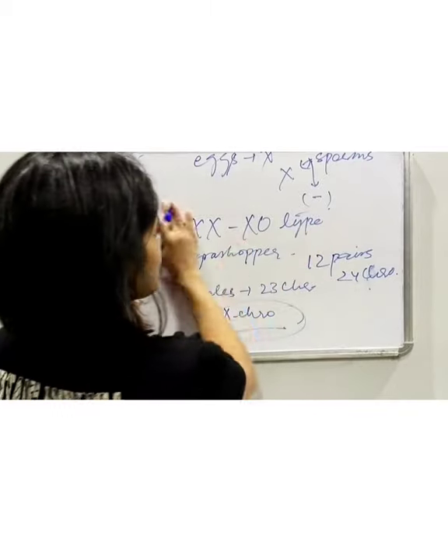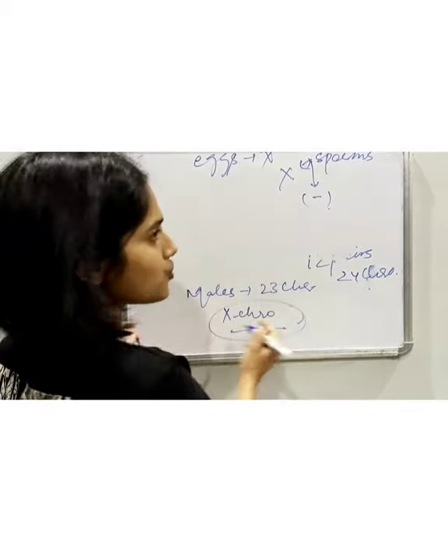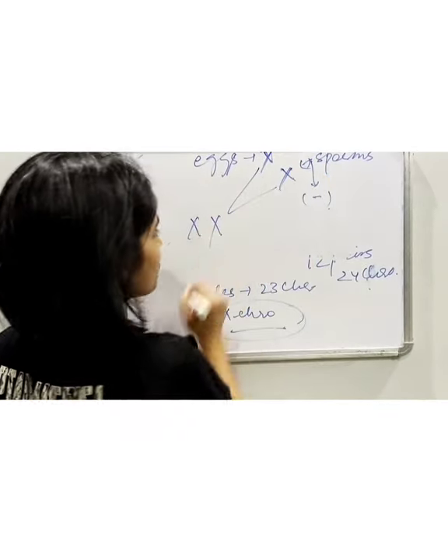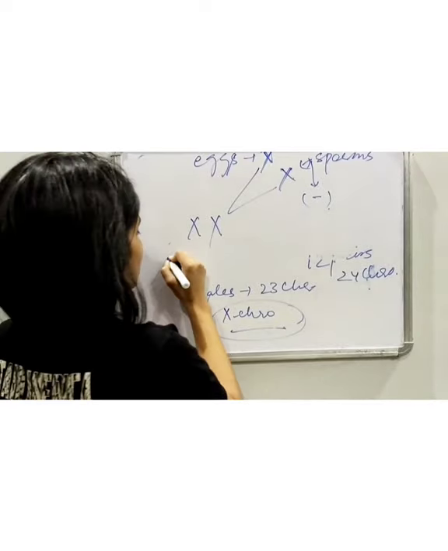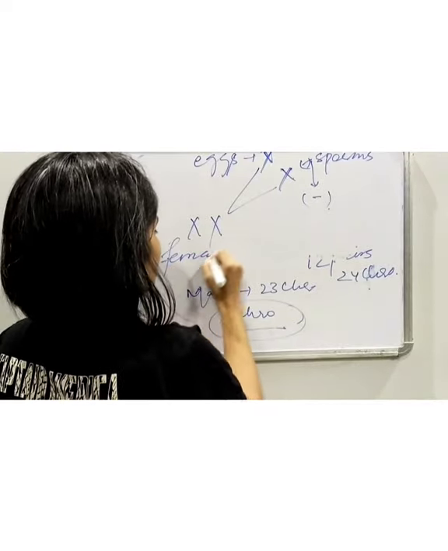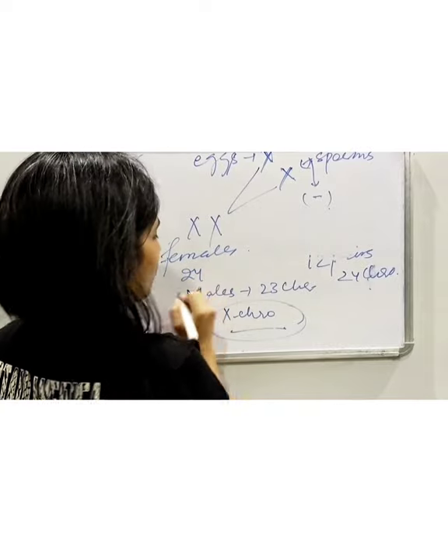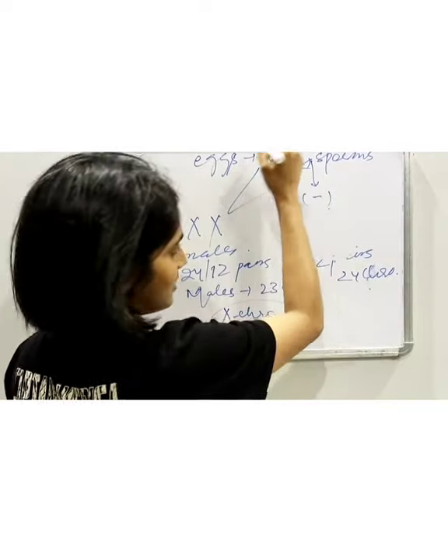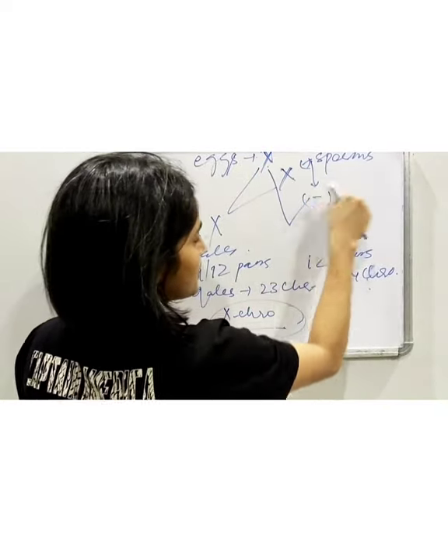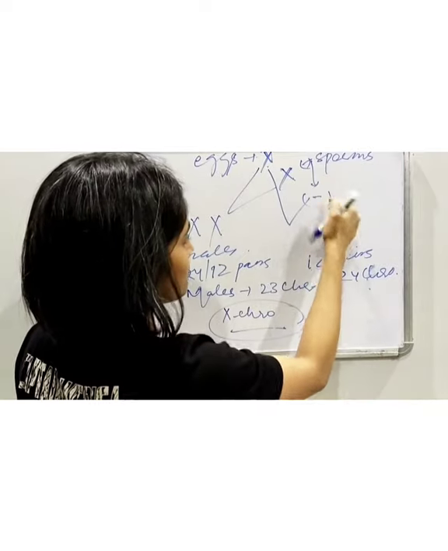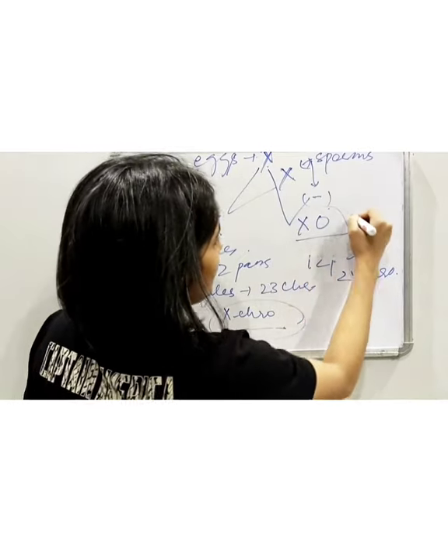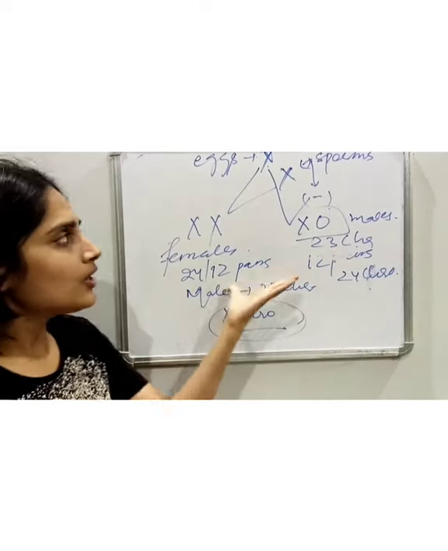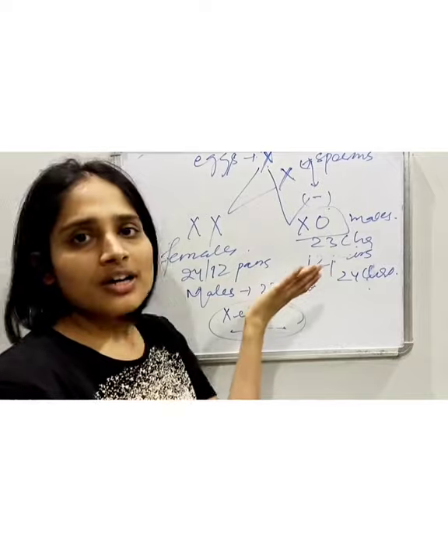So during fertilization and fusion of gametes, when this X fuses with this X, it forms double X. Double X is the characteristic feature of females because it has 24 chromosomes, 12 pairs. Whereas when the X present in eggs fuses with the sperms which do not have the X body, which is 50%, it forms XO, which is a characteristic of males, which have 23 chromosomes. So this is how the sex is determined for grasshoppers.